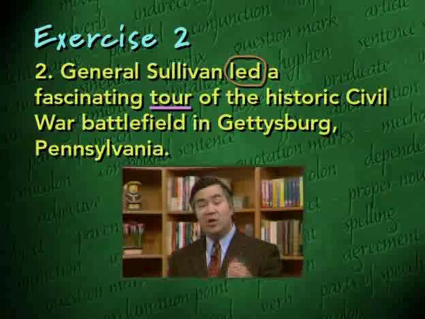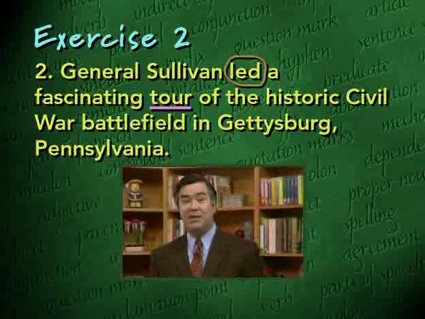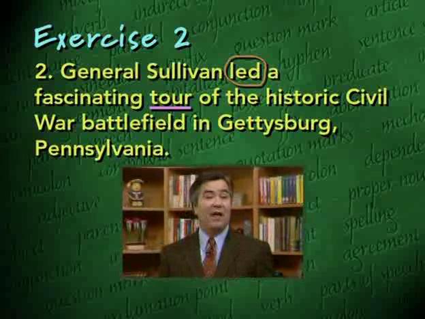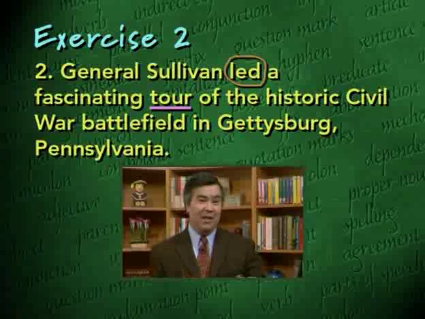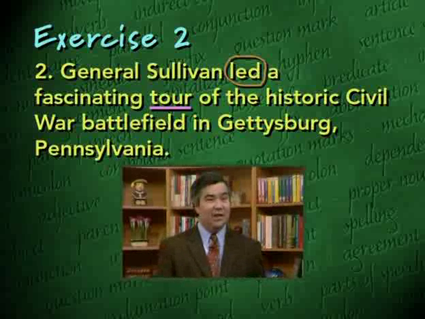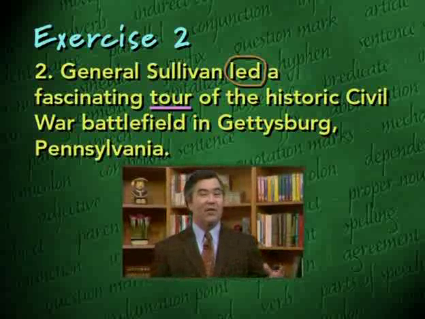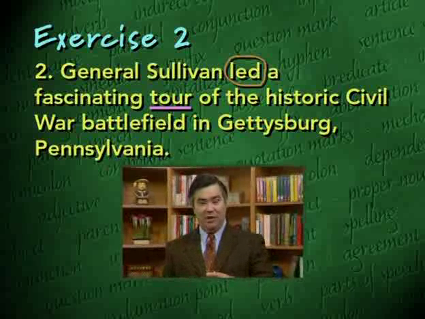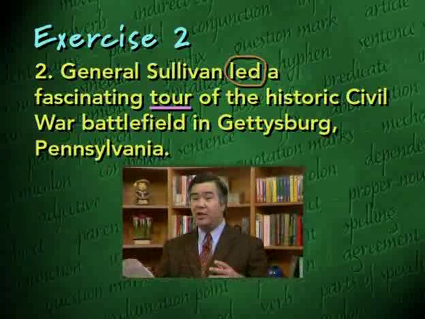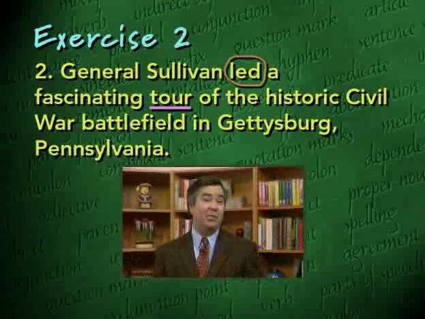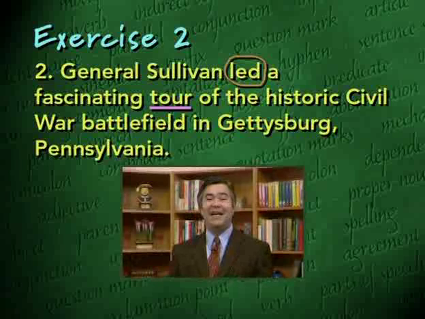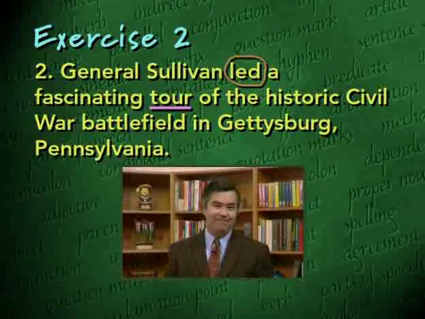One tip when you're looking for the direct object of a verb is that the direct object will never be found in a prepositional phrase. The prepositional phrase may give more information about the object, but the prepositional phrase will never contain the object of the verb. That's how we know that those words of the historic Civil War battlefield in Gettysburg, Pennsylvania, don't contain the direct object. The direct object is the word tour.